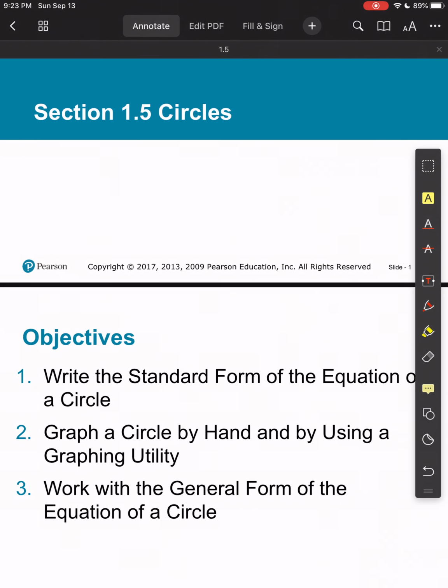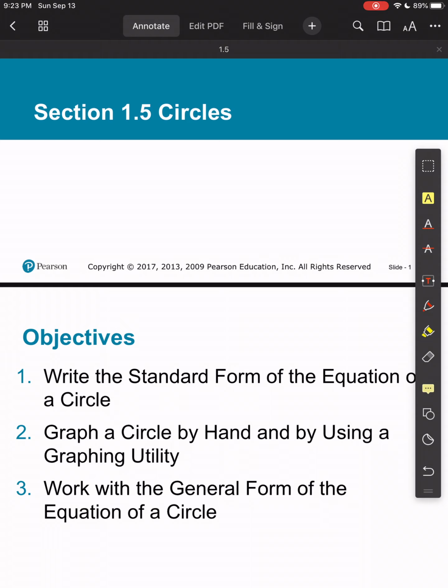Alright, pre-calc. Today we are going to review circles. At least I hope it's a review for you guys. You should have seen these things for sure in Algebra 2. So, objectives for circles. We have 3 of them.